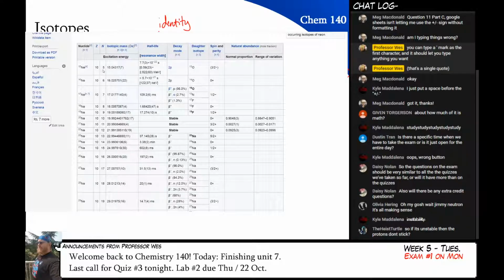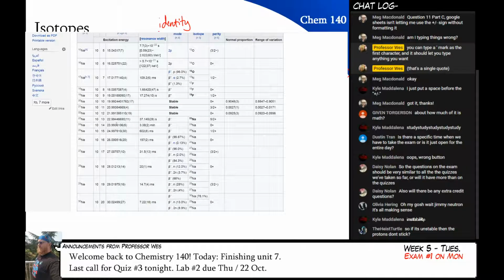But you can see here that neon with 5 neutrons and 10 protons lasts for about 7 times 10 to the minus 22 seconds. That's not very long. But if we give it 8 neutrons, it lasts for 1.6 seconds. If we give it 9 neutrons, it lasts 17 seconds. If we get 10 neutrons, it's stable forever. And so there's a range of certain combinations that are just stable forever.